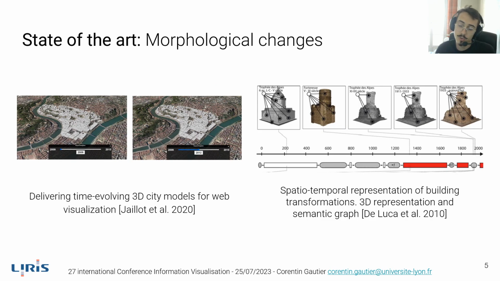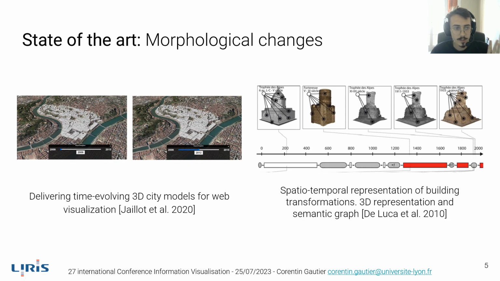Some approaches try to visualize this evolution with morphological changes, like I said, Jayo and his colleagues' approach. But also Deluca and his colleagues try to visualize a 3D representation and the semantic graph of the evolution of a building. The JUNL approach is more about the city or district.